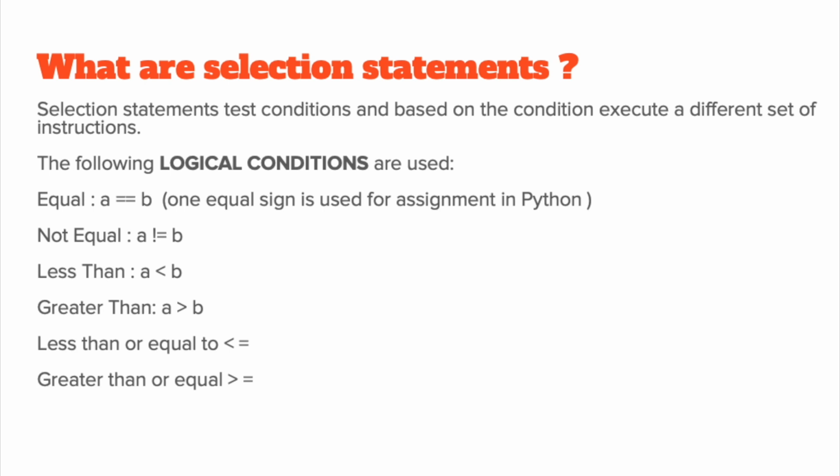Selection statements test conditions, and based on a particular condition, they execute a different set of instructions. They use logical conditions most of the time, using logical operators like equals, not equals, less than, greater than, less than or equal to, greater than or equal to. We looked at those logical operators earlier. The only one I want to mention here before we continue is the equals.